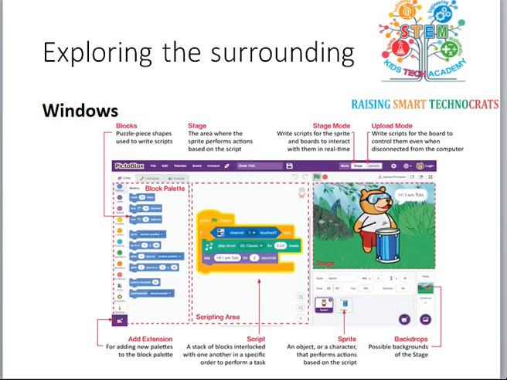Let's just look at the brief surrounding. Let's look at the platform. If you are using Windows, this is what you see when you open the software known as Pictoblox. You see different scripting areas. On the left hand side, you see the blocks, which are like puzzle pieces, shapes used to write script. Then at the midpoint, you see the stage, the area where the sprite performs actions based on the script. You have the stage mode, of course, where you write the script for the sprite and boards to interact with them in real time. Of course, you have the upload button there. So this is just how the interface looks when you open your Pictoblox software.